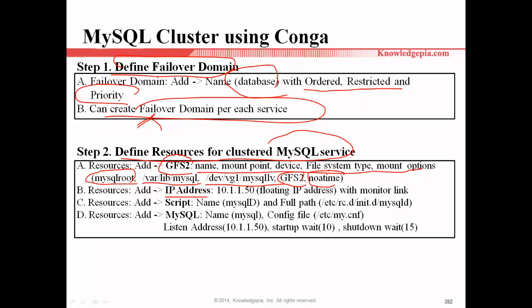Next, the IP address for the floating IP address. In my case, I will use this IP address, 10.1.1.50, like a web server, with the monitoring options. And the script name mysqld and the full path. So the MySQL script file is located here, /etc/rc.d/init.d/mysqld. And we need to add one more resource.